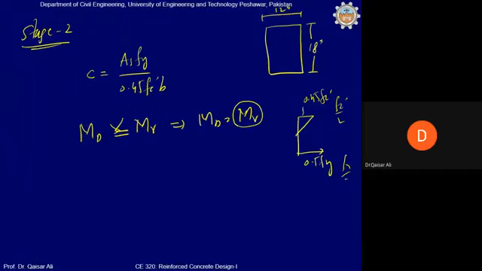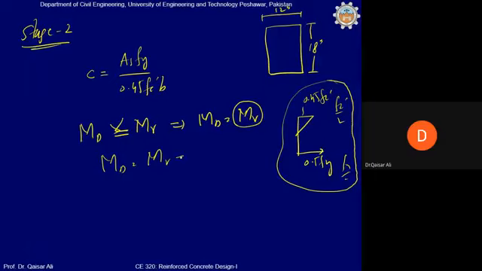So since we have already provided factor of safety in developing the equation for flexure capacity corresponding to stage 2, so that is why we can take the MD equal to MR. And you know that MR is equal to 0.5 AS Fy into D minus C by 3. Clear?